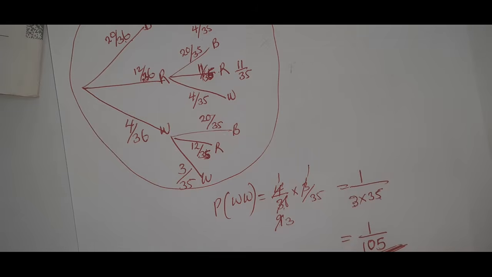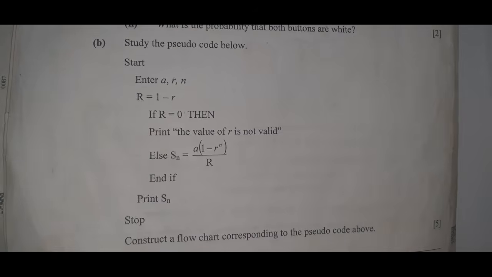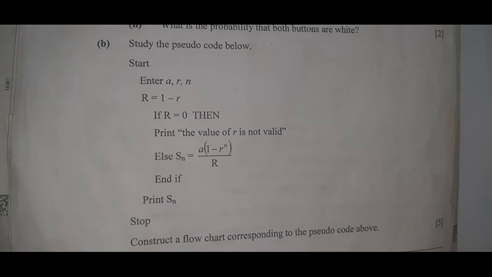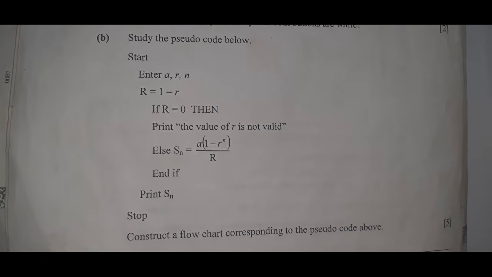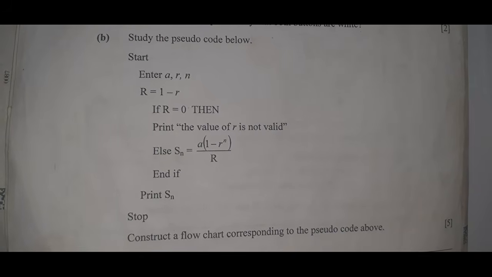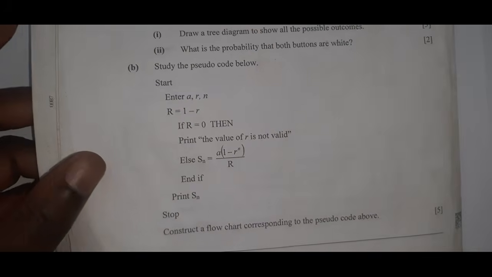Okay. So this is question 5B. Study the pseudocode below. Enter A, R, N. Capital R is equal to 1 minus R. If R is equal to 0, then print. Okay, go through this. Then the question says, construct a flowchart corresponding to the pseudocode above. So the flowchart is a diagram. Okay, so that will be corresponding to this one. So we shall be drawing it here.